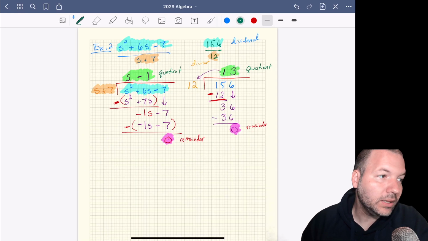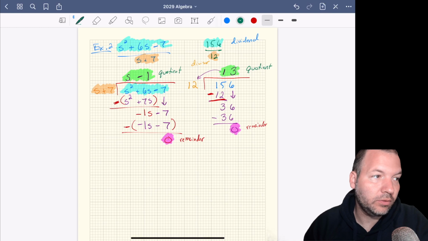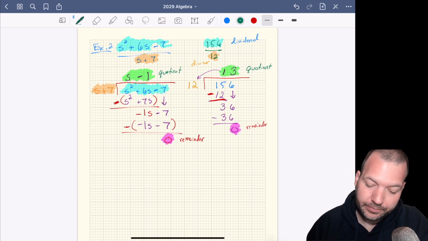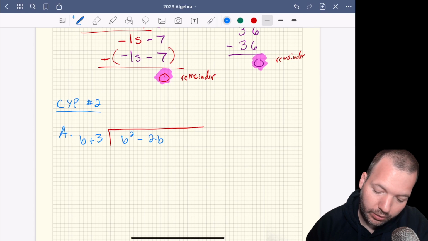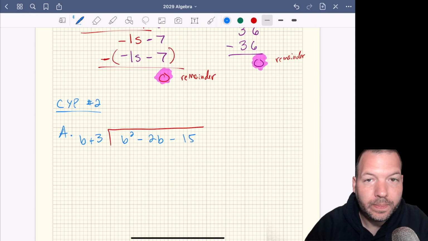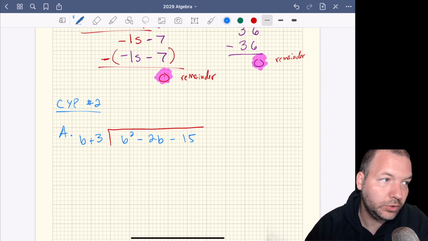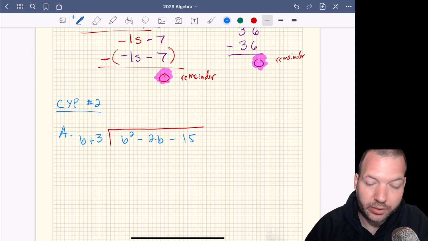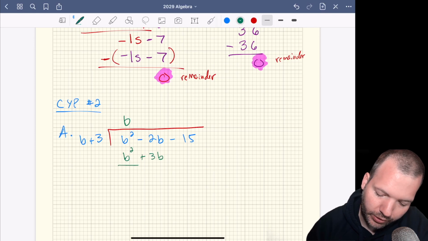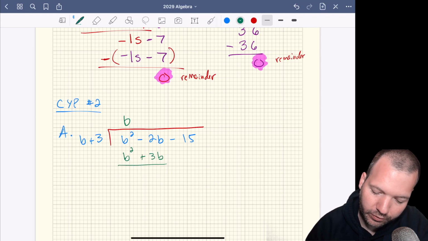Okay, so I'd like you to try this process yourself on Check Your Progress 2a and 2b. You'll notice I am writing both polynomials in descending powers of x. So make sure that you do it that way, otherwise it'll get really confusing. I'm actually just going to go ahead and talk through this one because this is a pretty confusing process.